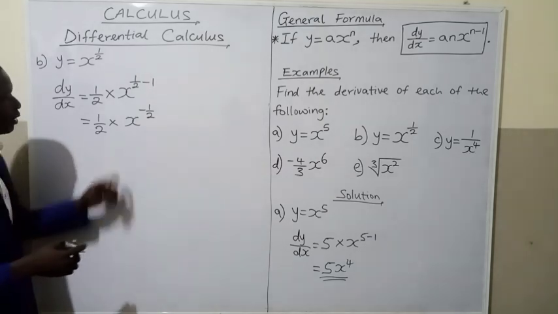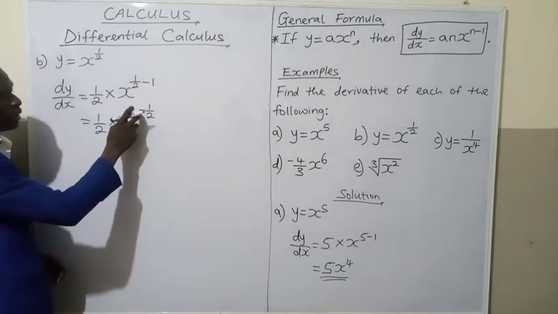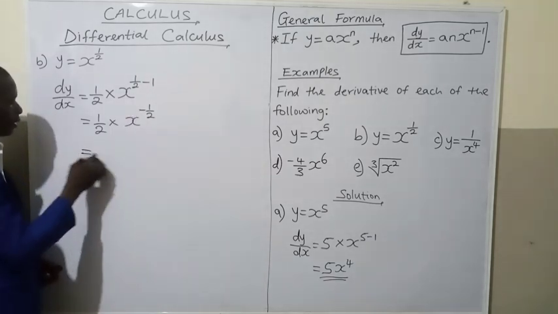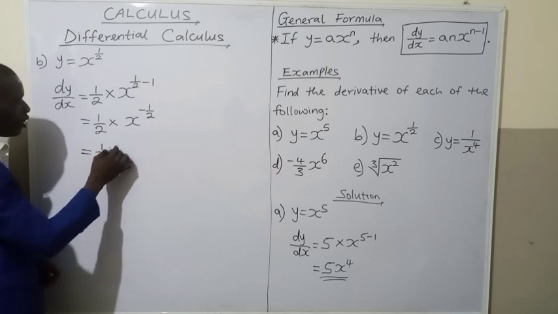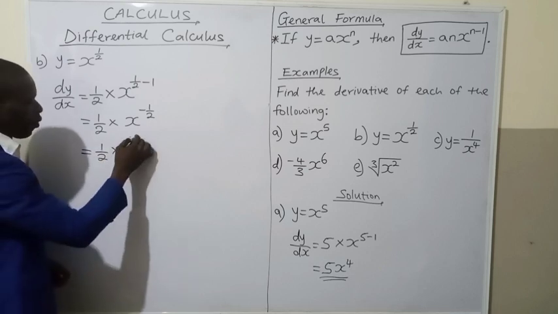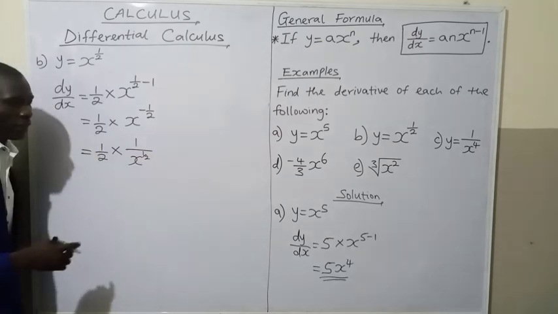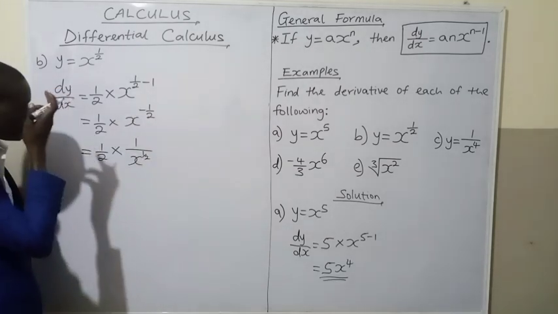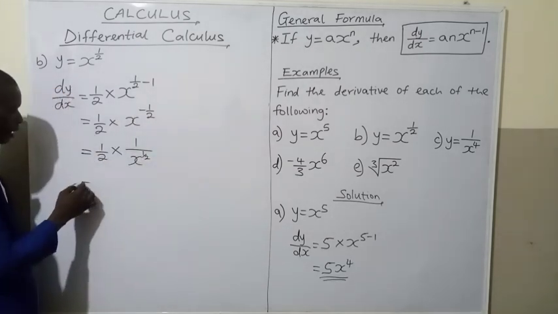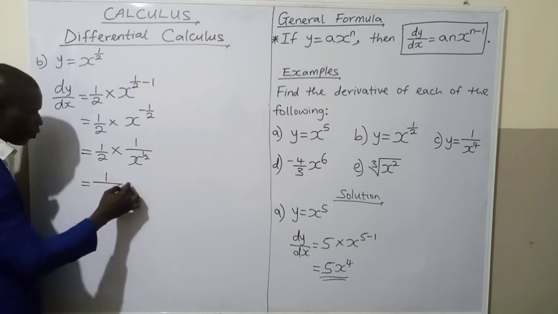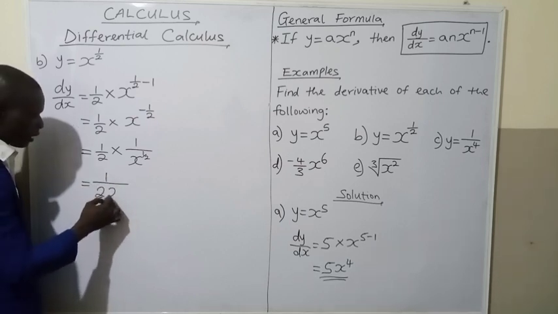And according to one of the laws of indices, we need to deal with this negative power. So by the law, it gives us 1 over 2 multiplying 1 over x raised to the power 1 over 2. So the negative sign has been dealt with. So what does this become? That becomes 1 over 2x raised to the power 1 over 2.